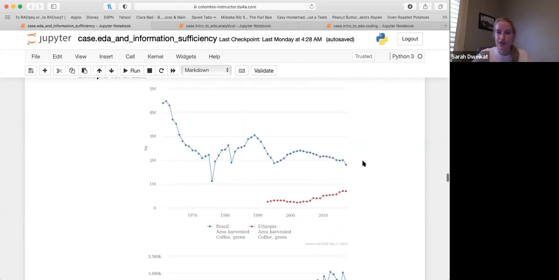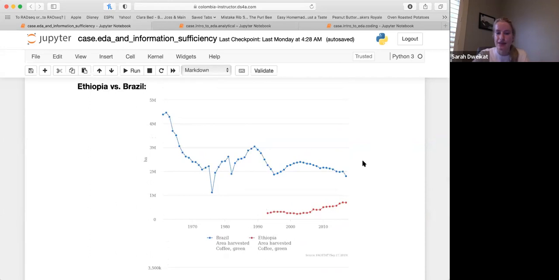So our first graph here, we're looking at Brazil in blue versus Ethiopia in red for how much coffee they harvested.